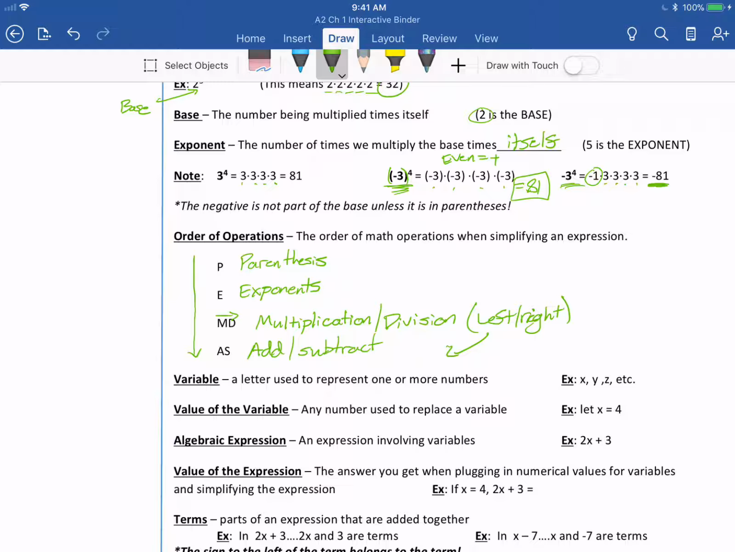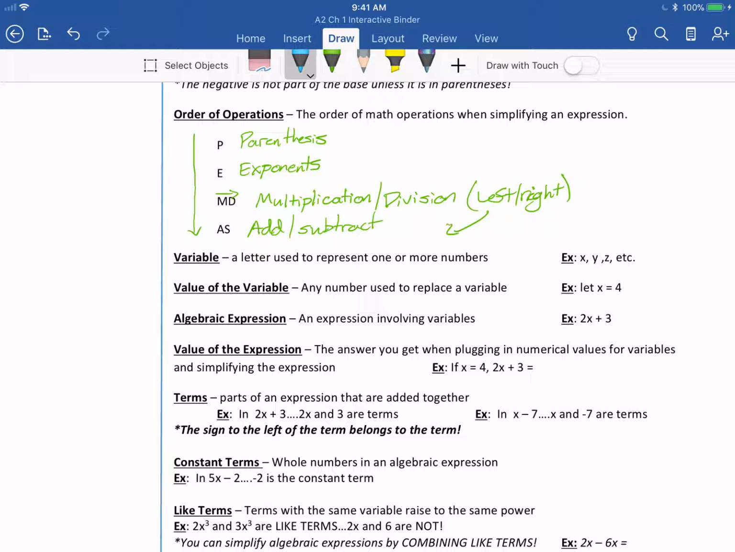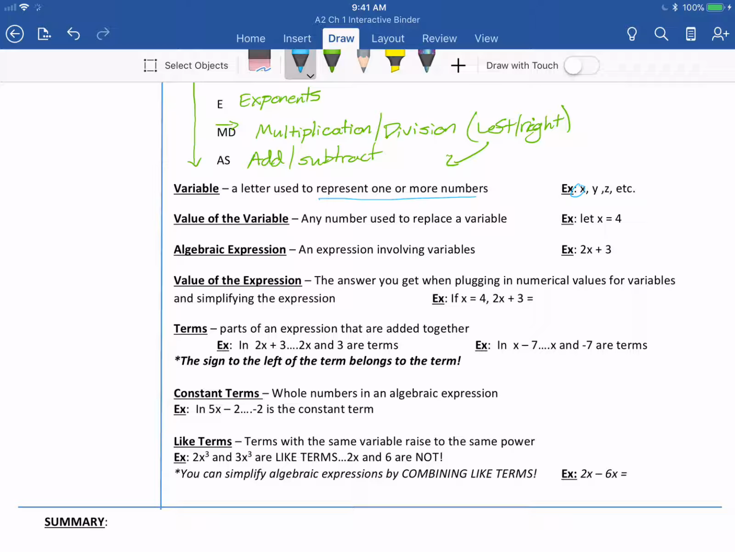All right, variables. We've talked about these, and you have seen these a lot, I'm sure, in Algebra 1. A variable is just a letter that's used to represent one or more numbers. So a lot of times we use x, we might use y. We're going to use y a lot in Algebra 2, and actually bring in some z's at some point. The value of the variable is any number used to replace a variable. So this one says let x equal 4. That is the value of that variable.